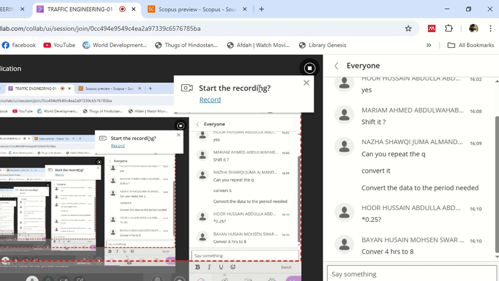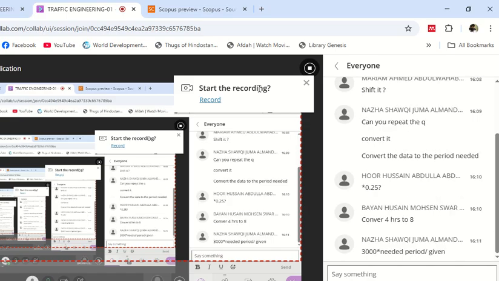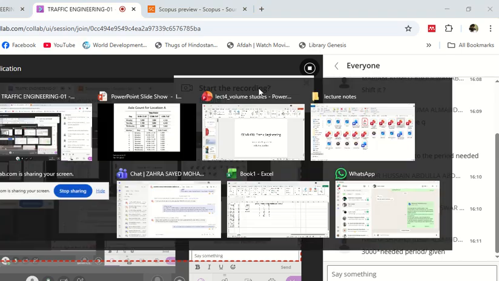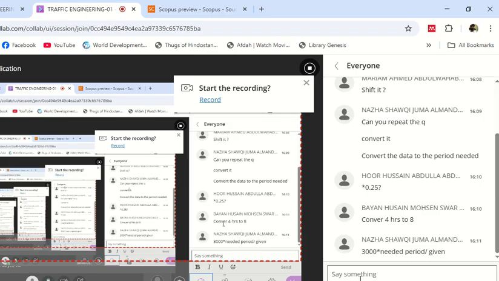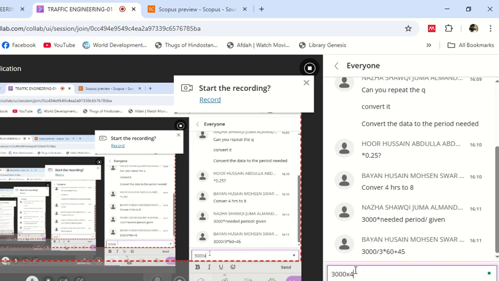3000 over 3 multiplied by 60 plus 25 multiplied 4 by 60. Can you write it? Yes. Okay, good. So the count is 3000. The period which we need is 4 hours, right? So multiply by 4. Okay, divide by... so yeah, you are missing the multiply by 4.